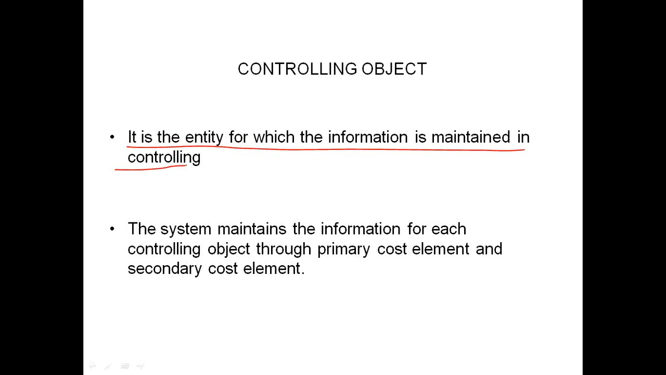So the controlling objects are already defined in the system. We cannot maintain our own controlling objects. It's very, very important. So the system maintains the information for each controlling object through primary cost elements and secondary cost elements. So what are the primary cost element and secondary cost element? We will discuss in cost element accounting.